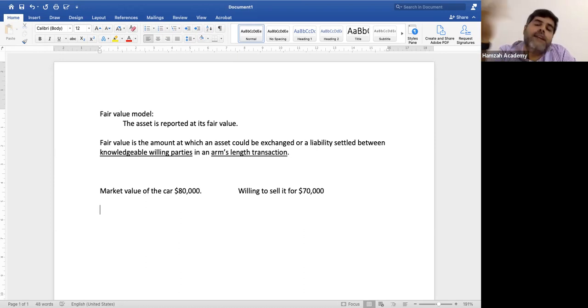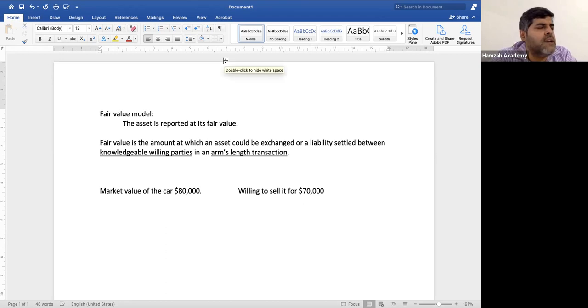Now, your willingness to pay extra to your friend just to get the phone shows the fair value of that particular phone. That is not the market value. The market value is lower, but you are willing to pay extra because you want to have that phone, right? So this is going to be called the fair value, right? So this is the difference between the fair value and the market value.